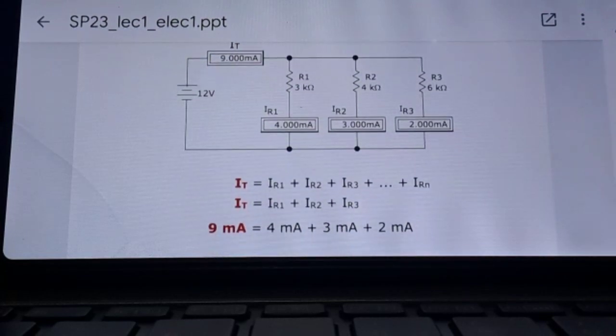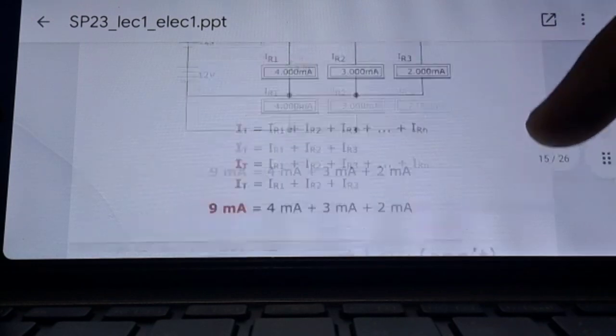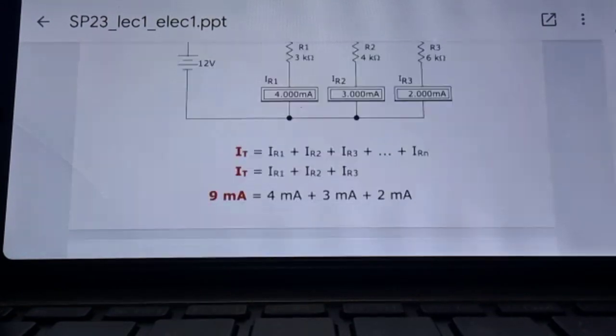So we have IT, the total current, is equal to IR1, the current of resistor 1, plus the current of resistor 2, plus the current of resistor 3, and so on. Then we put in values of the currents, and we can verify KCL.